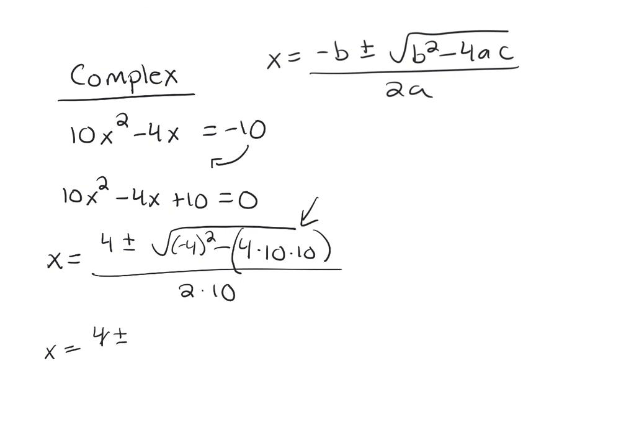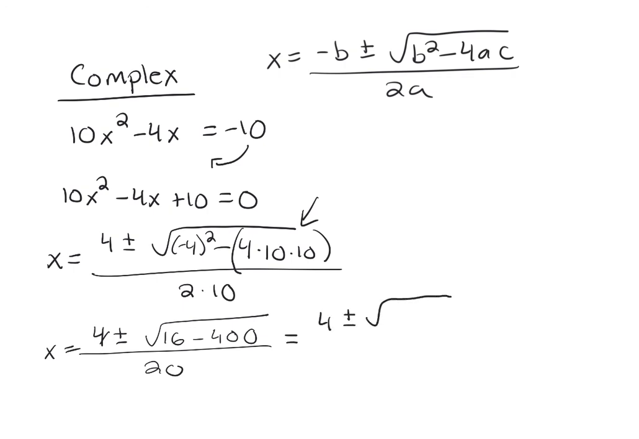4 plus or minus 16 minus 400 all over 20. So 4 plus or minus the square root of negative 384 over 20. So the negative, in Algebra 1, you probably stopped and wrote no solution, but now we're going to simplify it down using the idea of imaginary numbers.